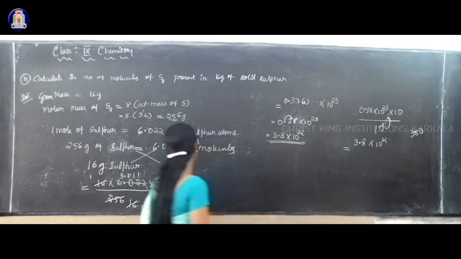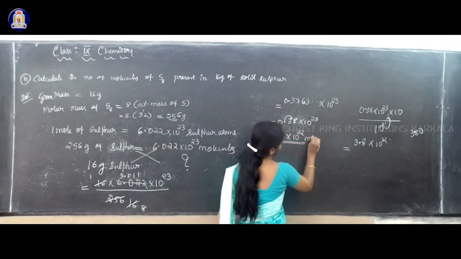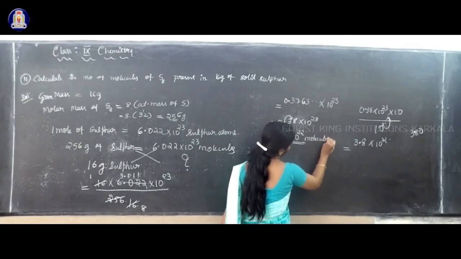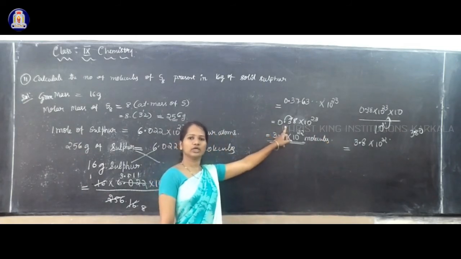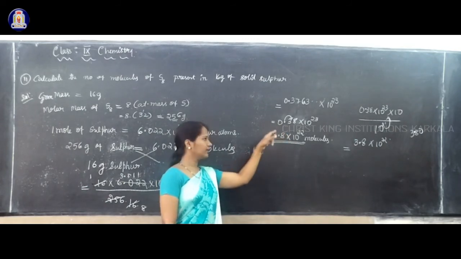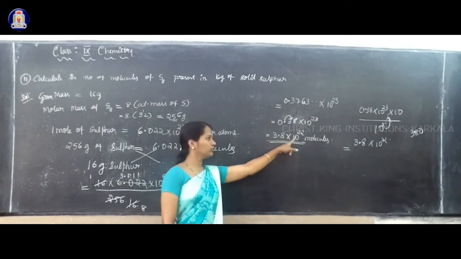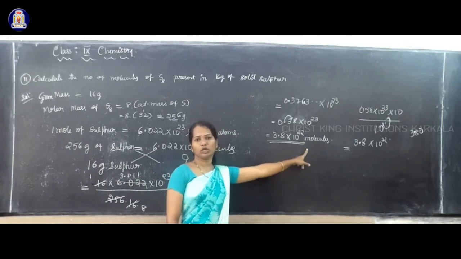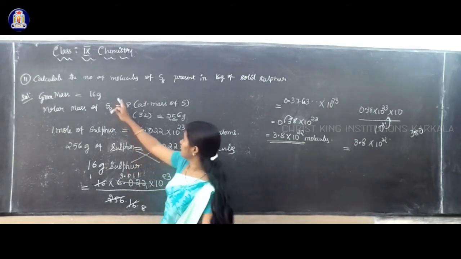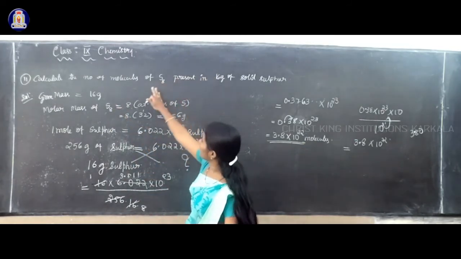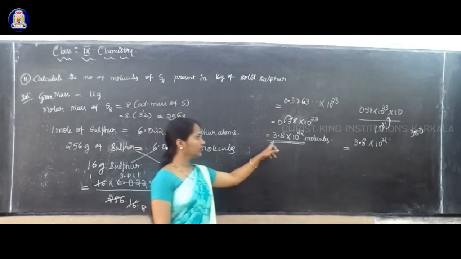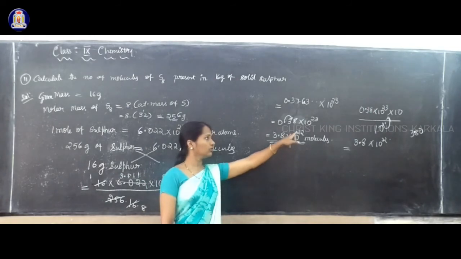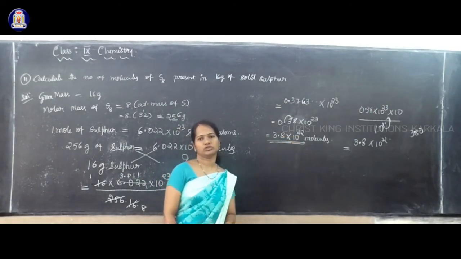What is this? This many molecules. You can stop here at 0.38 into 10 to the power 23, or you can write 3.8 into 10 to the power 22. This many molecules. That is the number of molecules present in 16 gram of sulfur: 3.8 into 10 to the power 22 molecules.